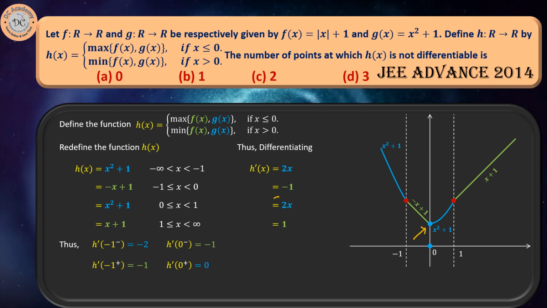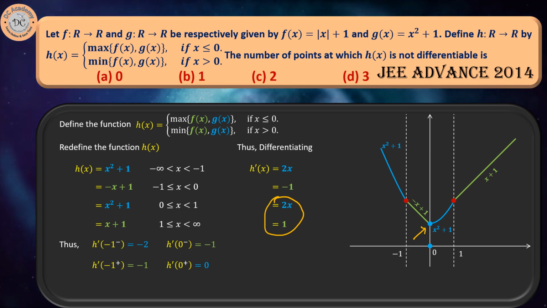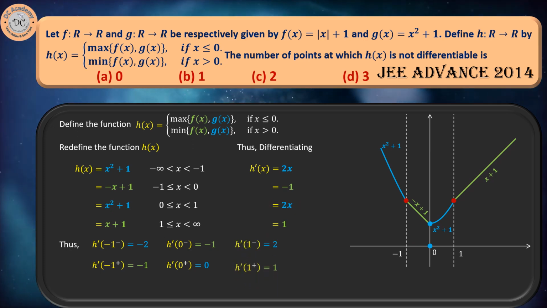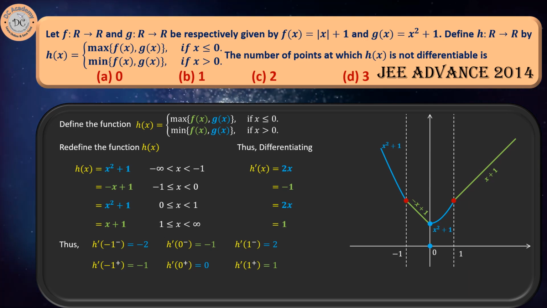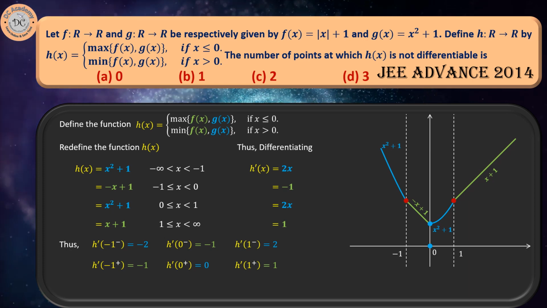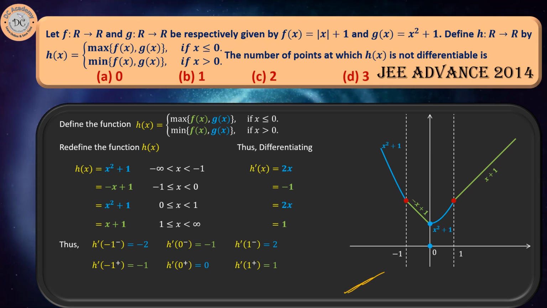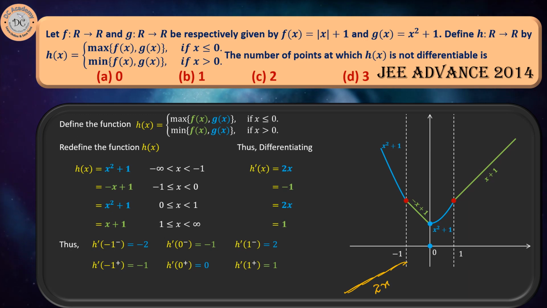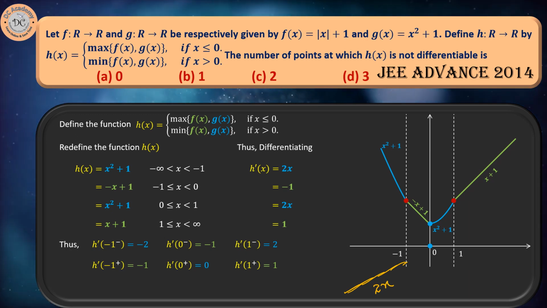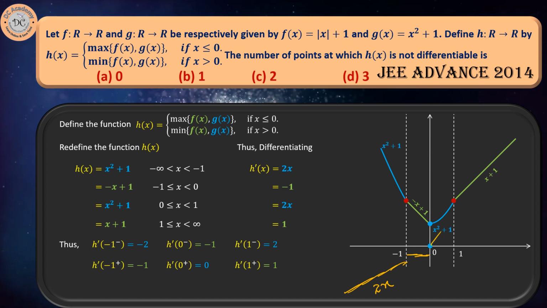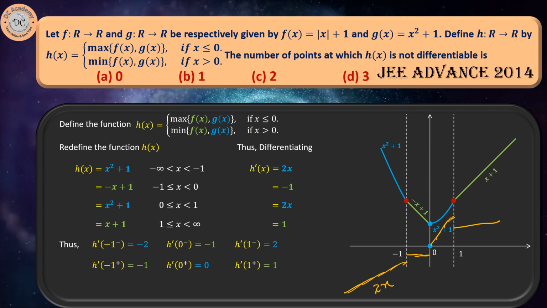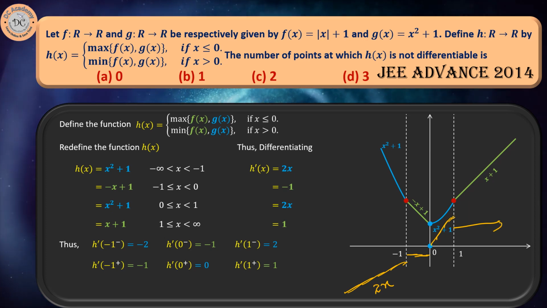If we put the value 1 in this 2x and calculate the left and right derivatives, we get 2 and 1. So basically, we can draw the plot of h'(x): this is the curve of 2x, a straight line, then we have minus 1, then again 2x, and then plus 1. So this will be the plot of h'(x).